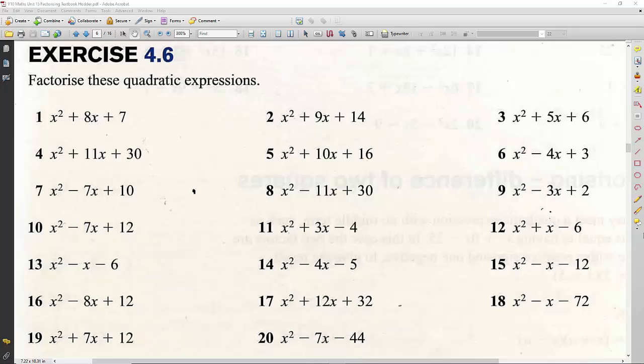Let's have a look then at exercise 4.6, and we'll have a look at answering question 1, x squared plus 8x plus 7.